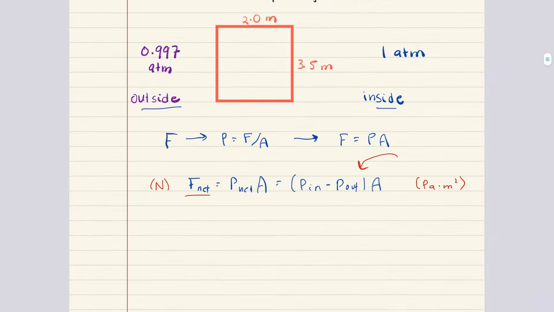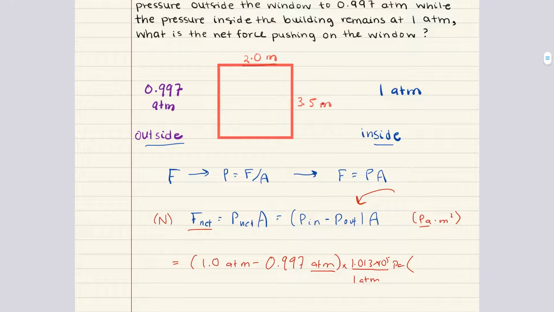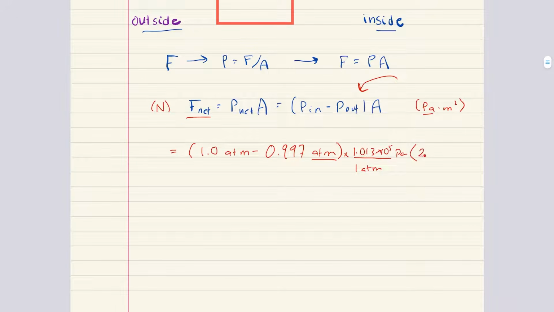So let's go ahead and start plugging things in. Our pressure inside is 1 atmosphere. Our pressure outside is 0.997 atmosphere. We don't want atmosphere, we want Pascal, so we're going to apply a conversion. 1 atmosphere is equal to 1.013 times 10 to the 5 Pascal. This is going to be multiplied by area. We're given the dimensions of the window, the length and the width. Area is just length times width, so 2 meters multiplied by 3.5 meters.